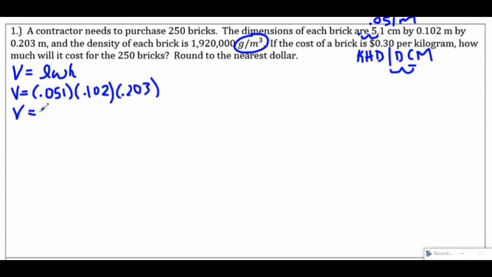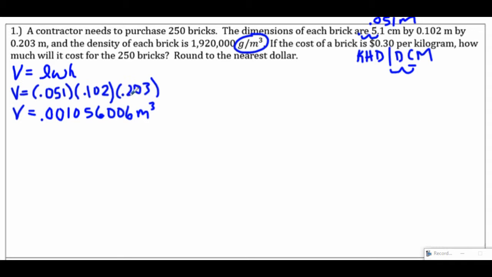So let me type this in here. And I get, okay, you get a number where I think you would maybe think that you're wrong, but it comes out to be 0.001056006. Now remember, this is cubic meters.